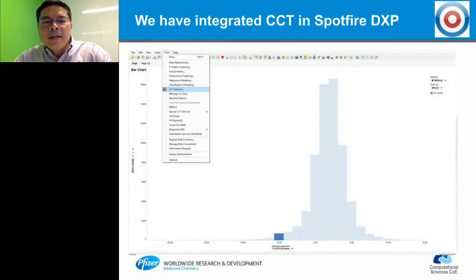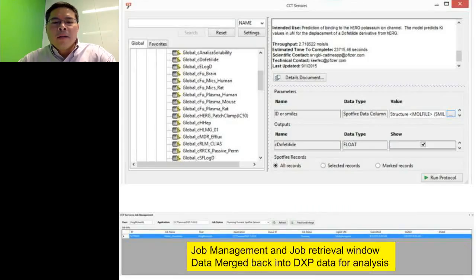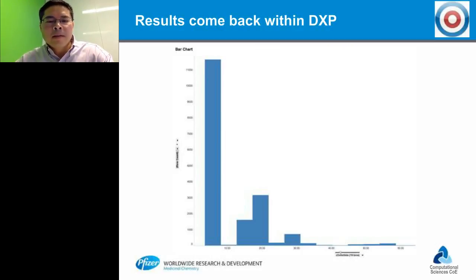I mentioned that CCT plays nice with commercial applications. I'll show you one example in the case of Spotfire DXP. Spotfire DXP has an API which we use to plug CCT services into. So this is the DXP visualization. You can select some molecules, and then a CCT protocol, in this case a PERG model. And then after scoring according to that model, the results come back in DXP. There's no messing around with input and output files and file formats and that sort of thing.